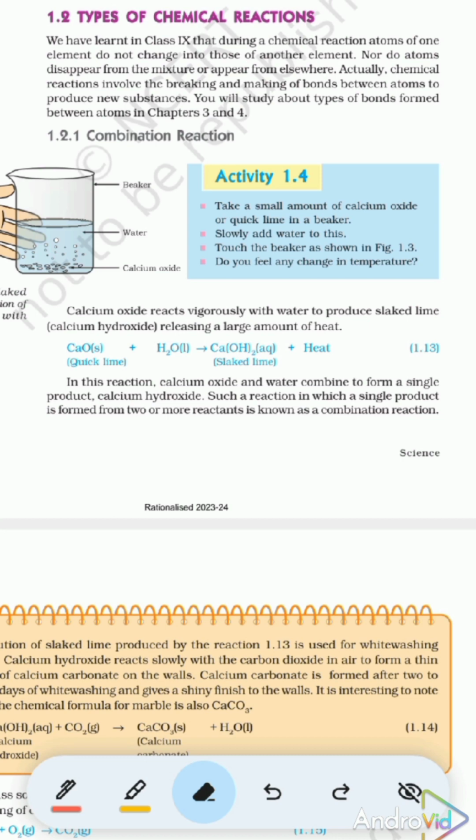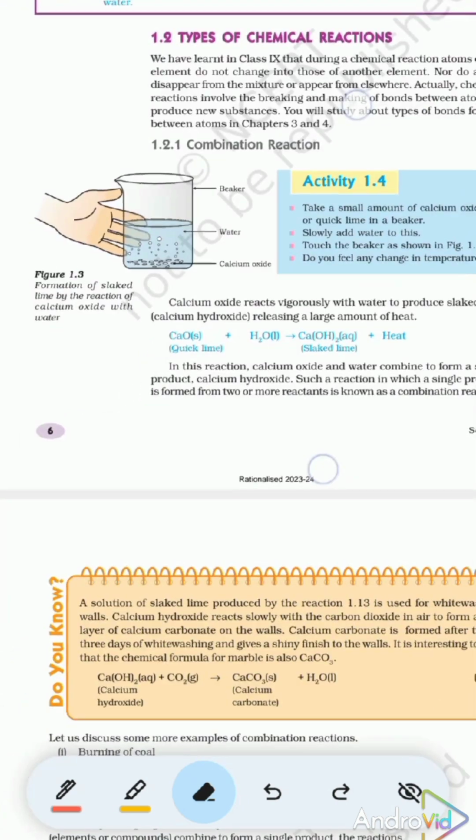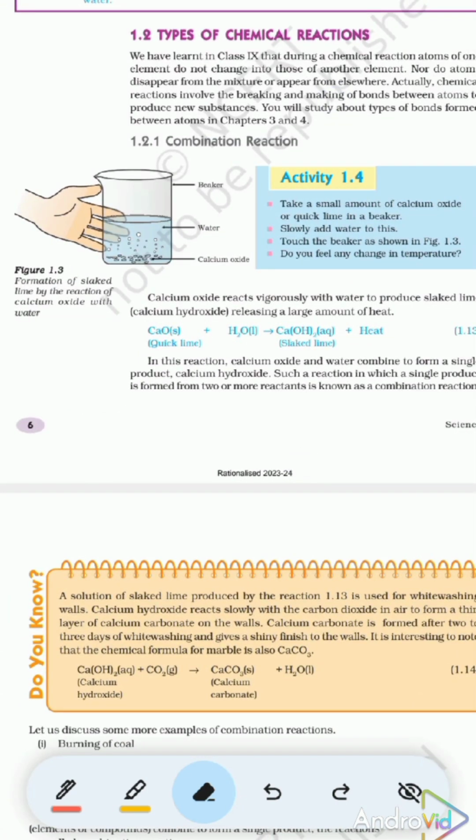Under types of chemical reactions, the first type is 1.2.1, the combination reaction. To understand it, let us perform Activity 1.4. Take a small amount of calcium oxide, or quicklime, in a beaker, slowly add water to this, and then touch the beaker as shown in figure 1.3. Do you feel any change in temperature? So we take a beaker, add calcium oxide, which is quicklime, slowly add water, and touch the beaker to see whether there is a change in temperature or not.